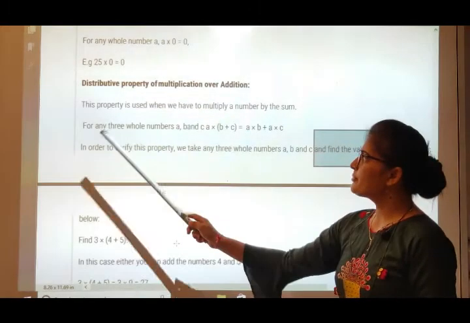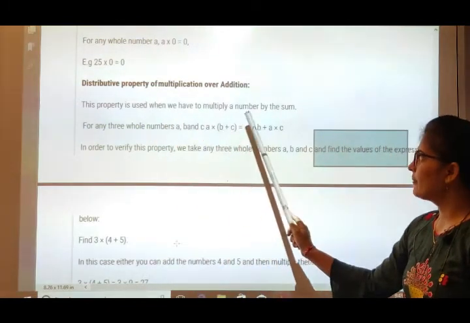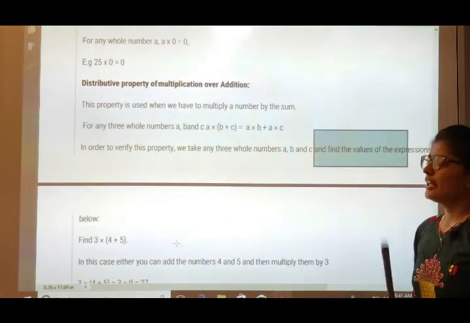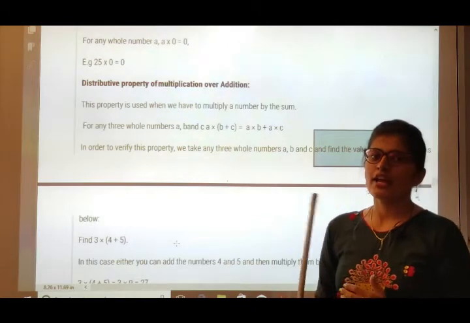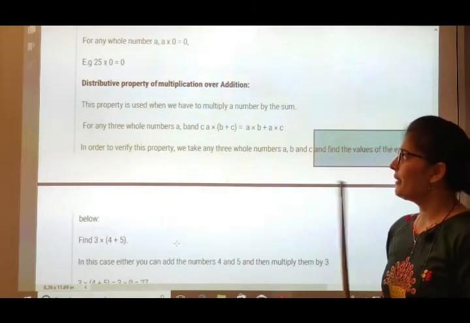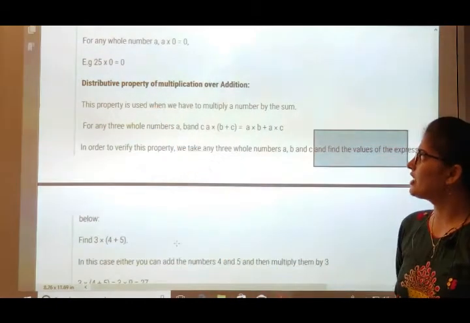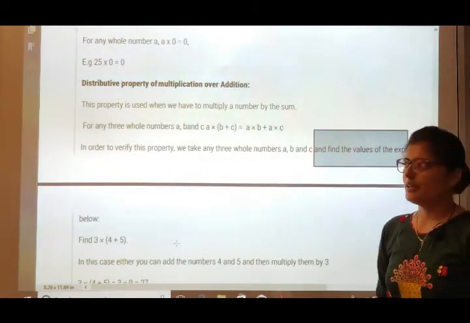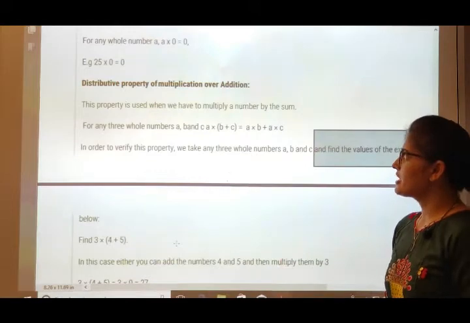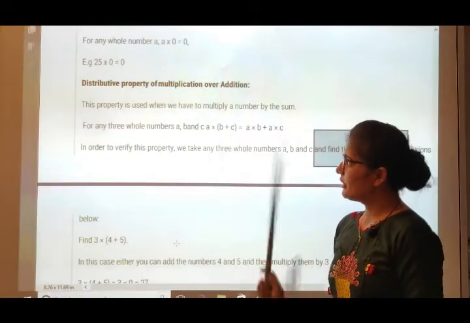Now this property is used when we have to multiply a number by a sum. Both multiplication and addition you have to do in a parallel way, and that property is called distributive property of multiplication over addition. That means that inside the bracket addition is there and outside the bracket multiplication is there.